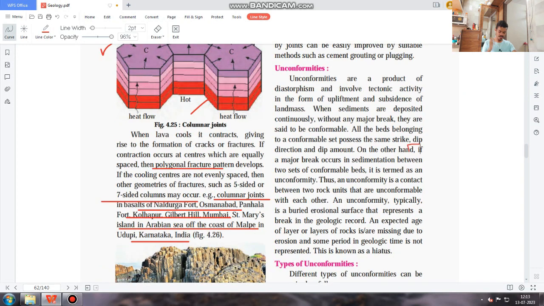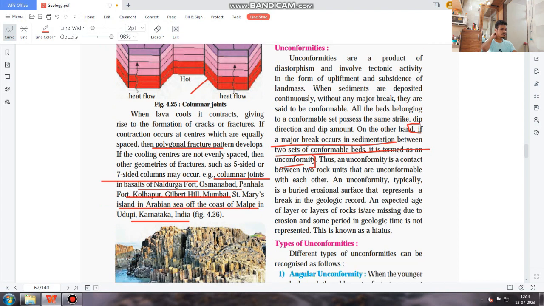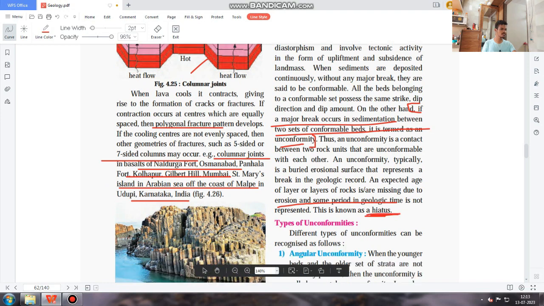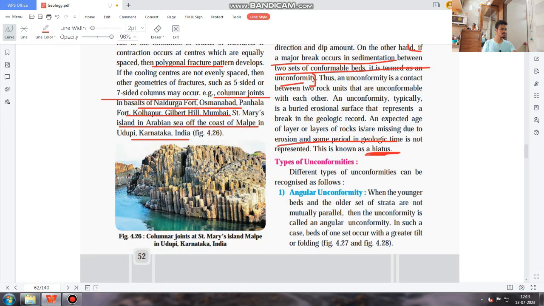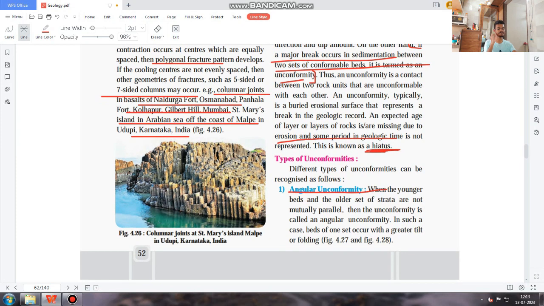Next we move on to unconformities. The definition of unconformity is directly given over here. Okay, this entire thing is important. Wait, I'll read this off. Geological time not represented is called a hiatus. Okay, hiatus is the geological time not represented.